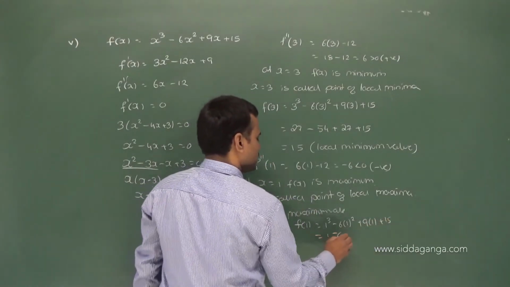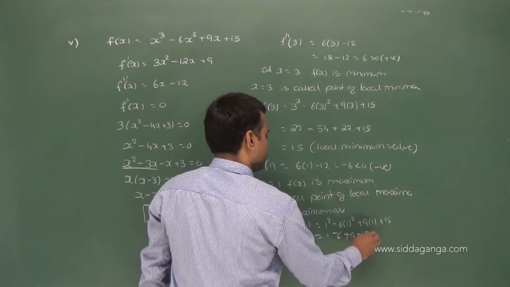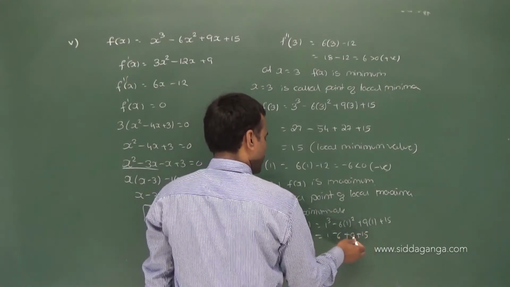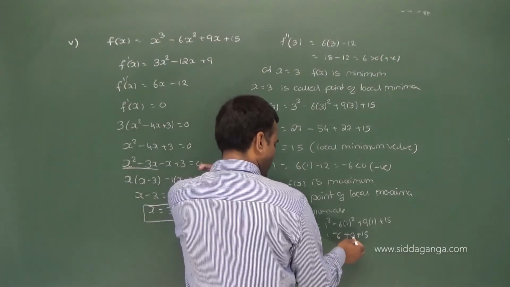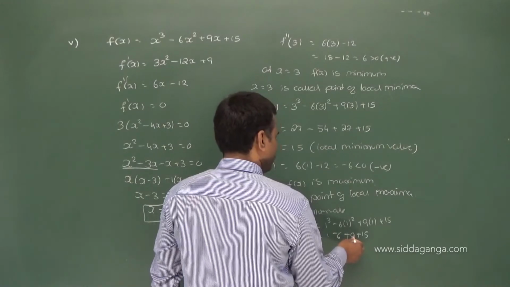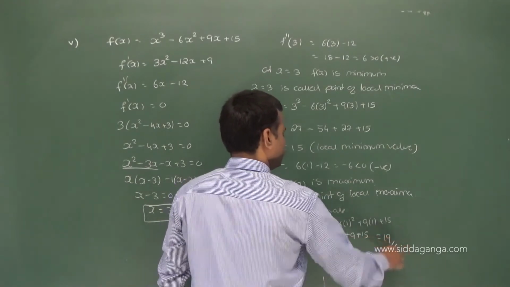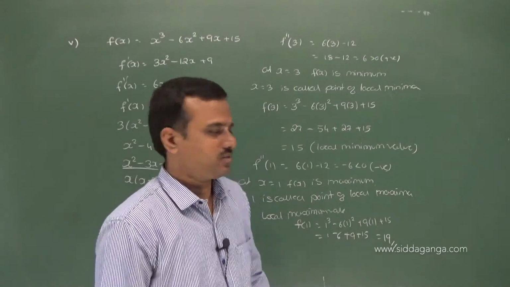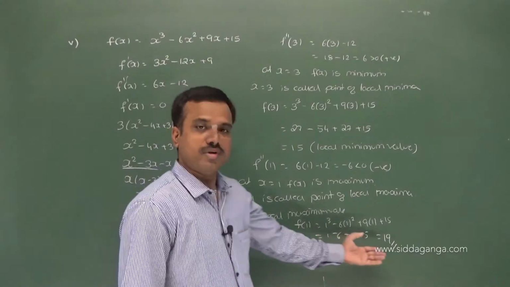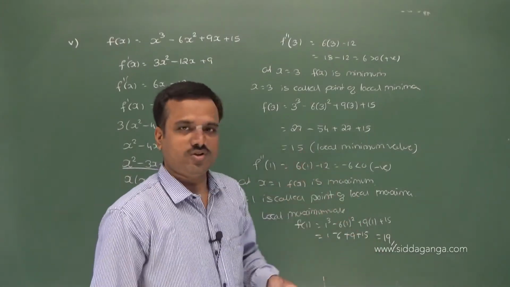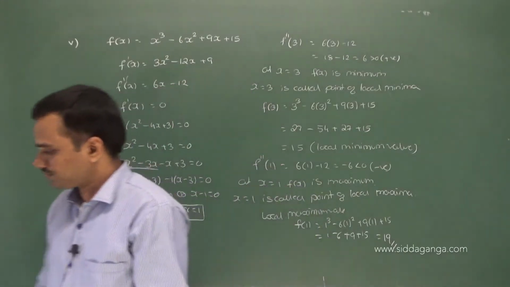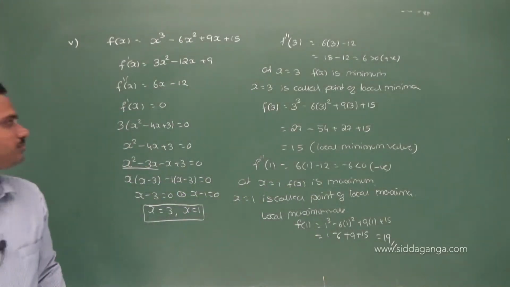Calculate 1 minus 6 plus 9 plus 15. How much? 15 plus 9 is 24, 24 minus 5, it is 19. This value we call the maximum value, and 15 we call the minimum value. So next problem. See this problem.